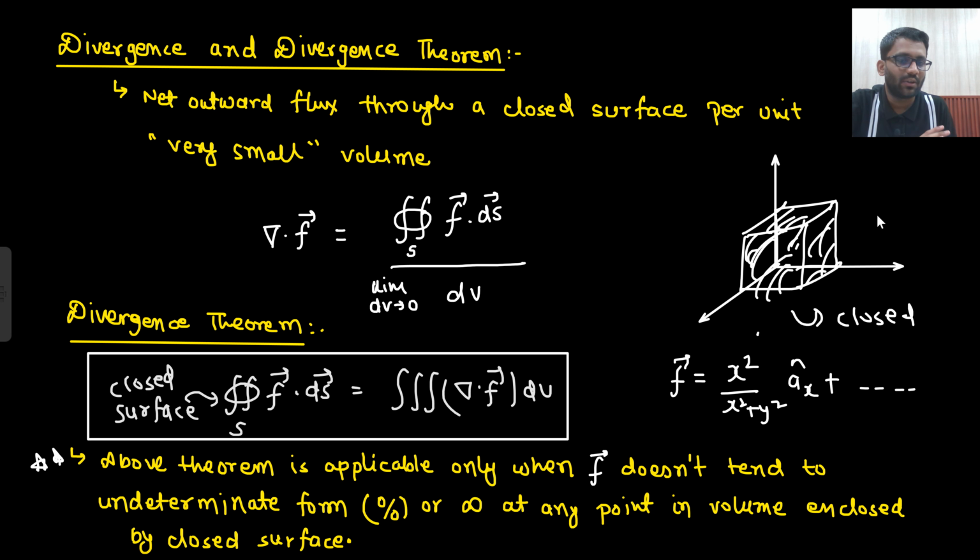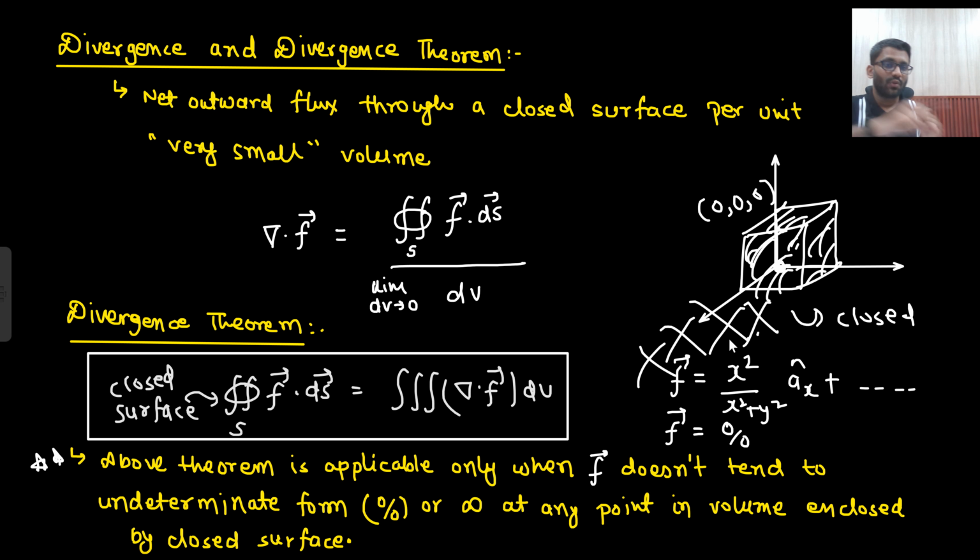This is my closed surface. Now in this enclosed volume, the point 0, 0, 0 will come. Say yes or no? Now at 0, 0, 0, what is the value of this vector field function? 0 divided by 0, which is an indeterminate form. So here the theorem is not applicable. Are you getting this point? So always while applying this theorem, you need to check if there is any point where my function can go to an indeterminate form. If it is going there, then I cannot apply the theorem.